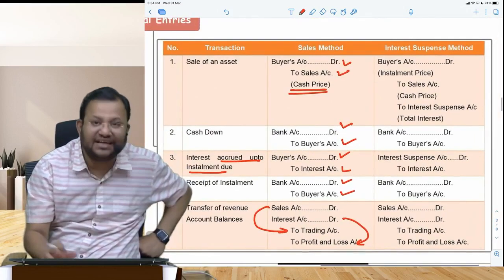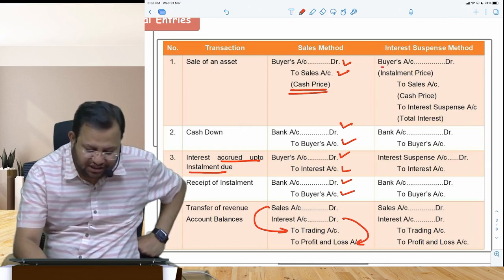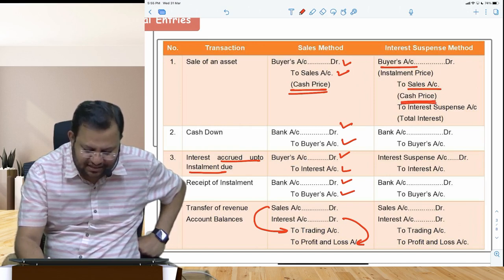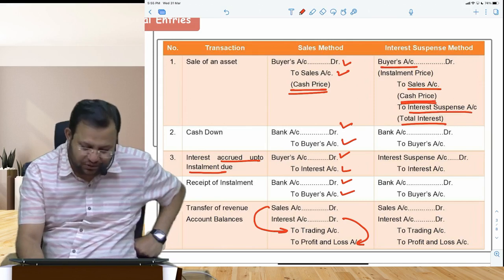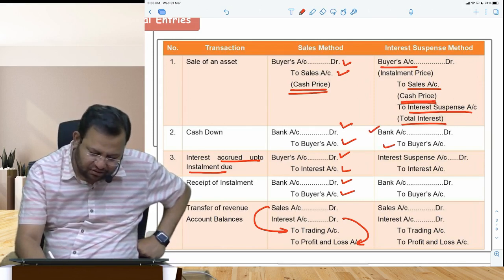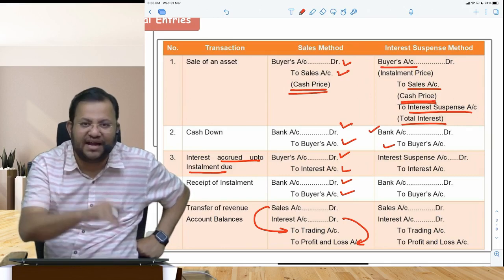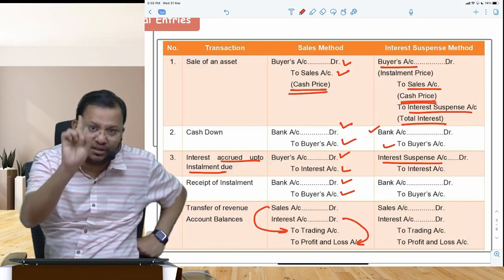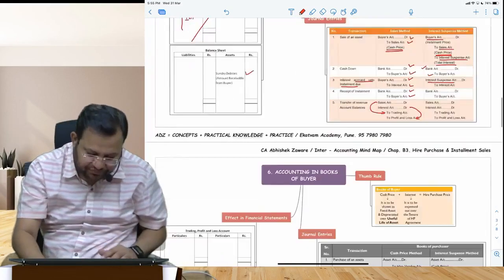Similar another method exists which has the same effect, called the interest suspense method. Under the interest suspense method, the entire amount is shown receivable from buyer, but we credit sales only by cash price, and the total interest is credited to interest suspense account. Then bank account debit to buyer account, entry remains same, and we transfer the interest to P&L every year from interest suspense. Interest suspense is shown in the balance sheet, so net effect of both the methods is identical.